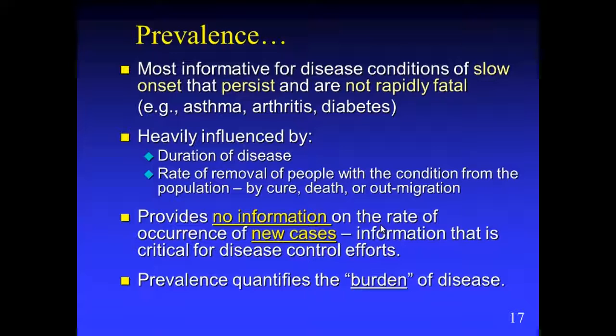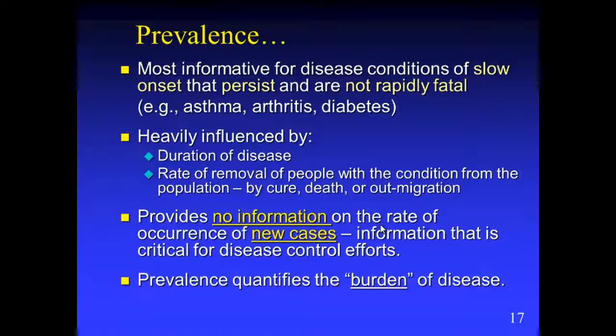So prevalence, when do we use it? It's usually regarded as the most useful when you've got health conditions, diseases, which come on slowly, and then people eventually become aware that they have this condition, and particularly conditions that persist, and certainly if they're not rapidly fatal. So prevalence is particularly useful in those circumstances, and 3 examples of that would be asthma, arthritis, and diabetes.